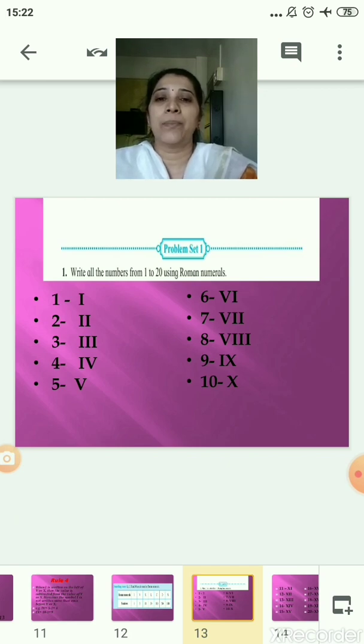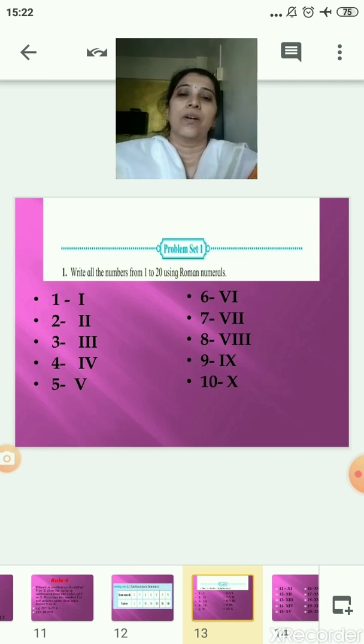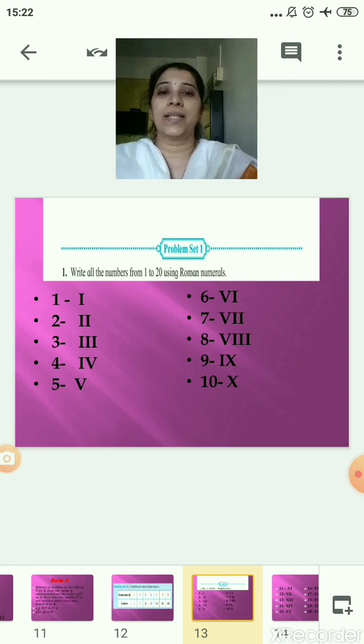When you write the number 2, you will write 2 times capital letter I. When you write the number 3, you will write 3 times capital I. When you write the number 4, you will write the capital letter I and capital letter V. For the number 5, you will write the capital letter V. For the number 6, you will write the capital letter V and I.